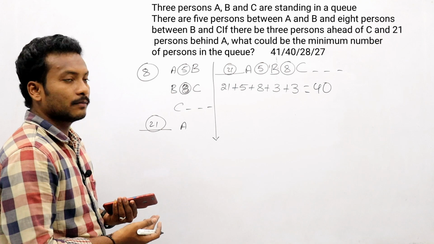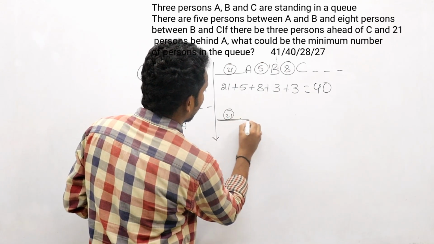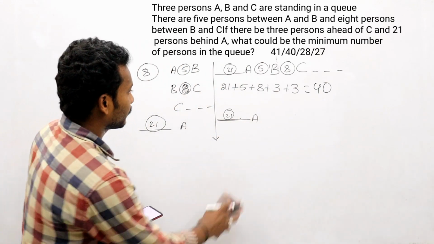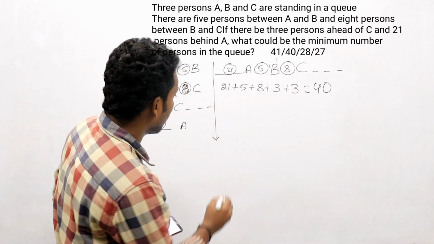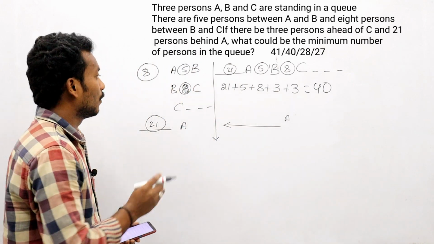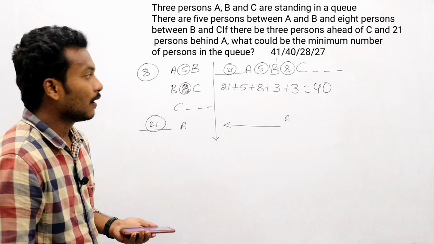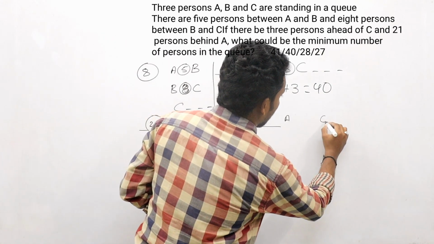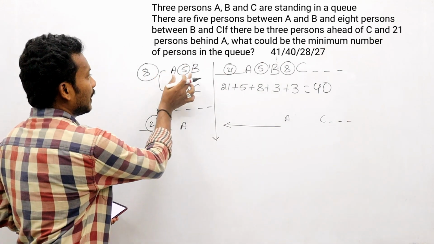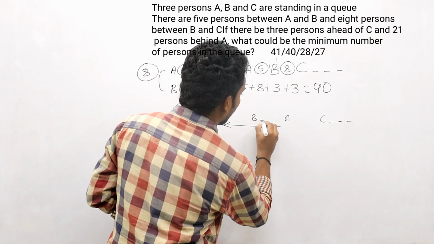Okay, is there any other? We will check once. First, compulsory 21 members here. We need 21 members left of A. Now, we need 3 members after this one. Yes, I am taking C compulsory here. But look at this. Between A and B, how many members? 5 members. I am taking B here now. 1, 2, 3, 4, 5.